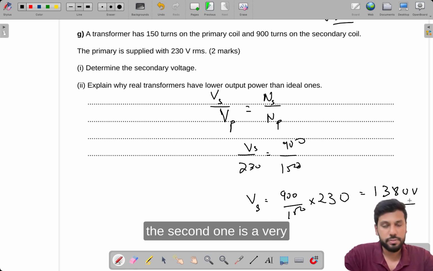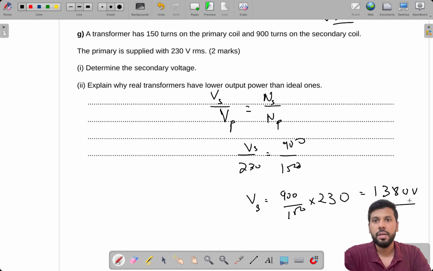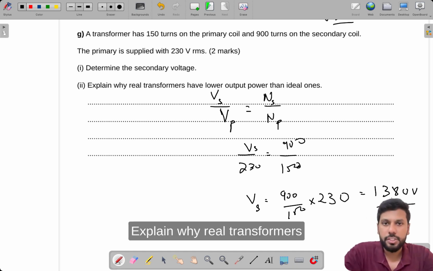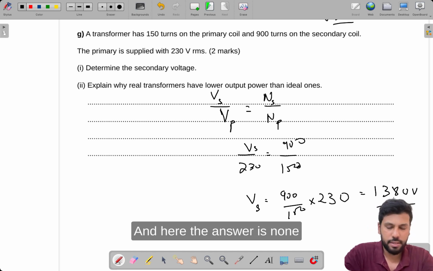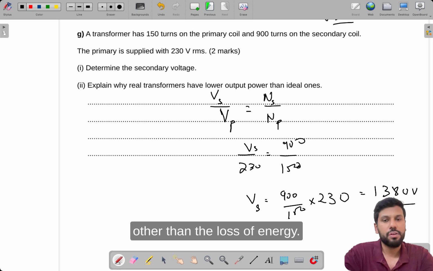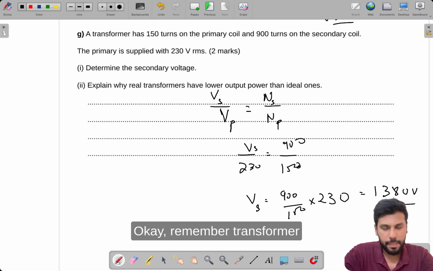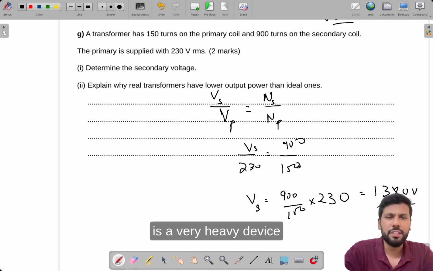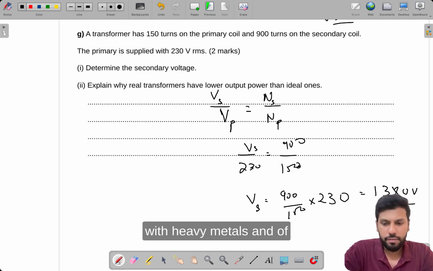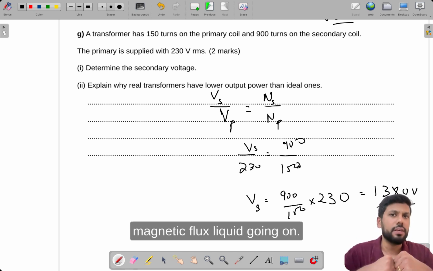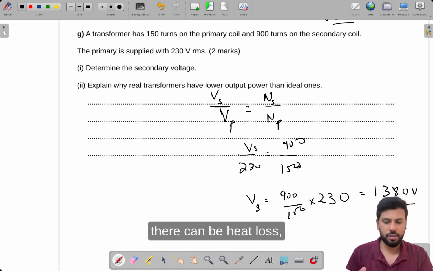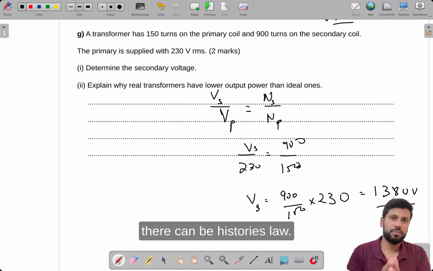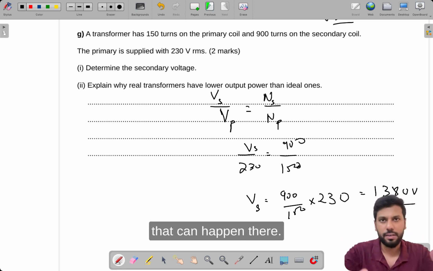Now the second one is a very general question. Explain why real transformers have lower output power than the ideal ones. And here the answer is none other than the loss of energy. Remember, a transformer is a very heavy device with heavy metals, and there is a lot of magnetic flux linkage going on. So there can be flux loss, heat loss, and hysteresis loss. There are so many things that can happen there.